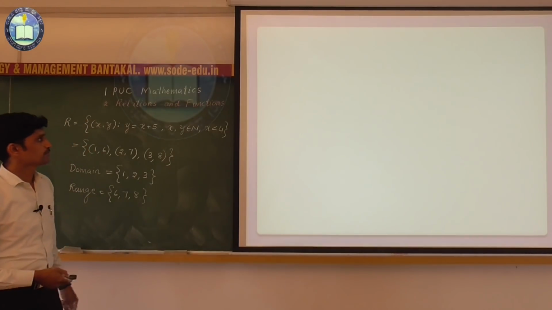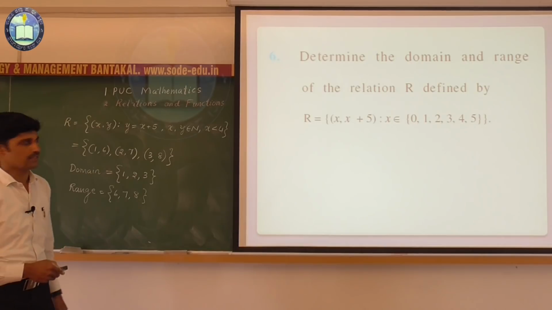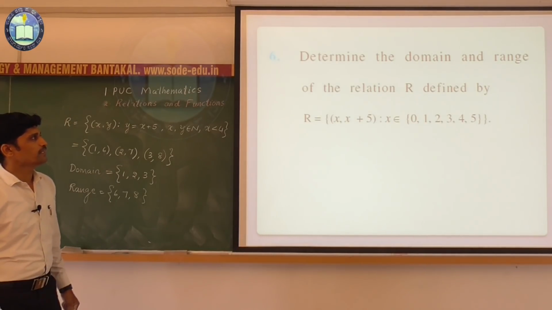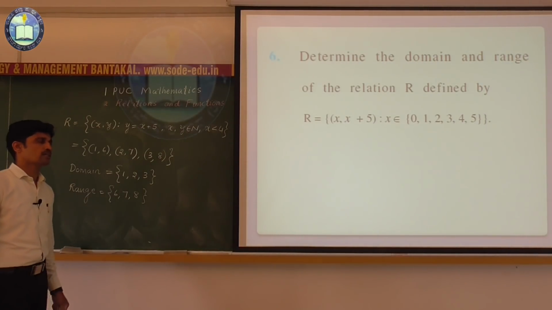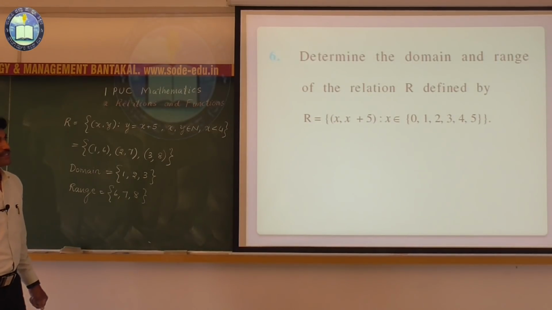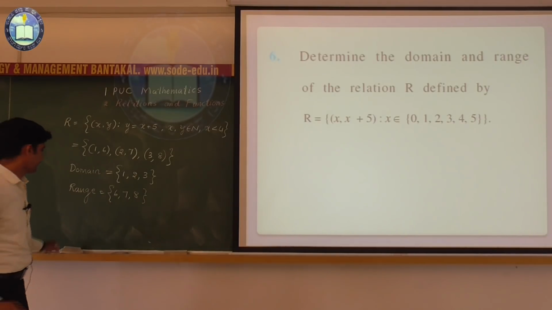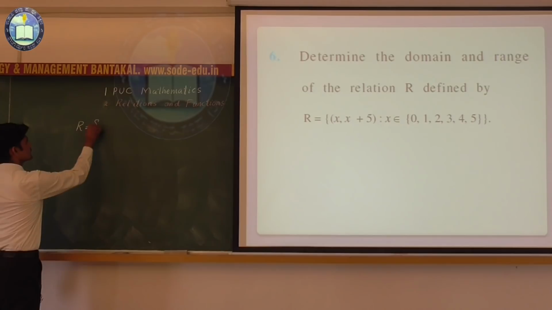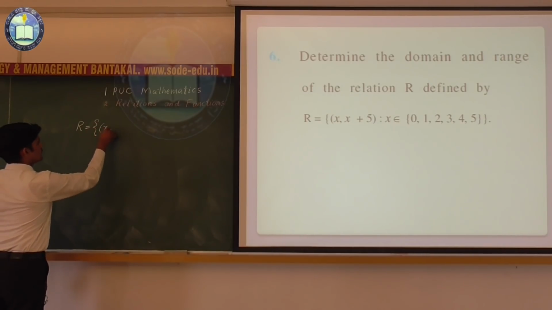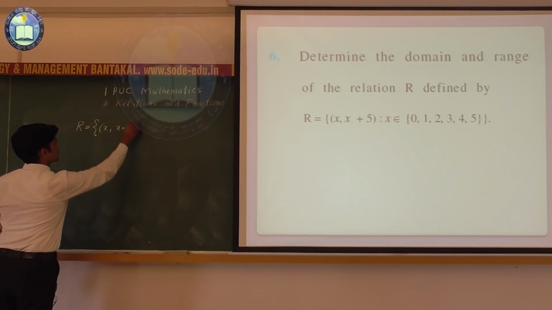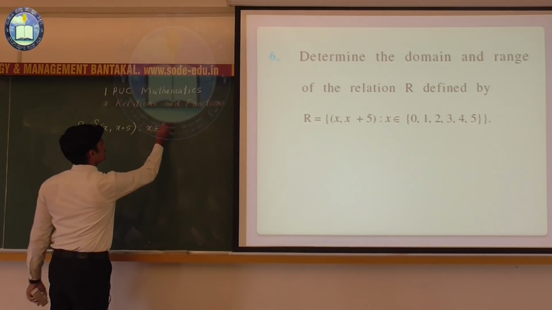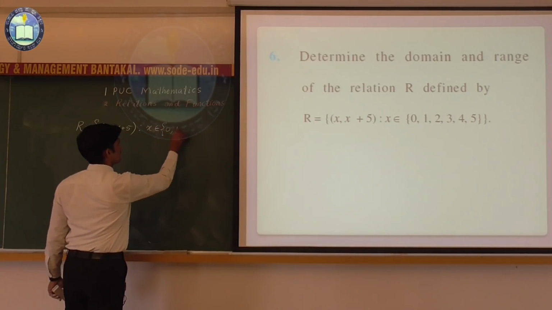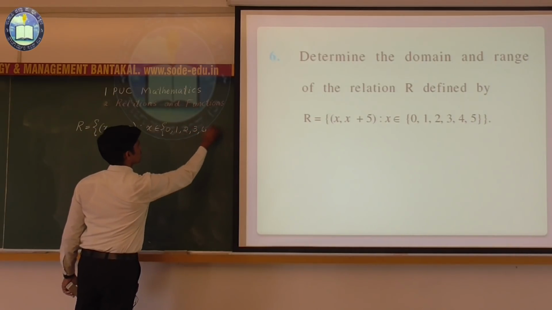Next, go to problem number 6 in the exercise. Determine the domain and range of the relation R defined by R is equal to the set of all x comma x plus 5, where x belongs to the set containing the elements 0, 1, 2, 3, 4, 5. Here R is equal to the set of all x comma y, where y is equal to x plus 5.